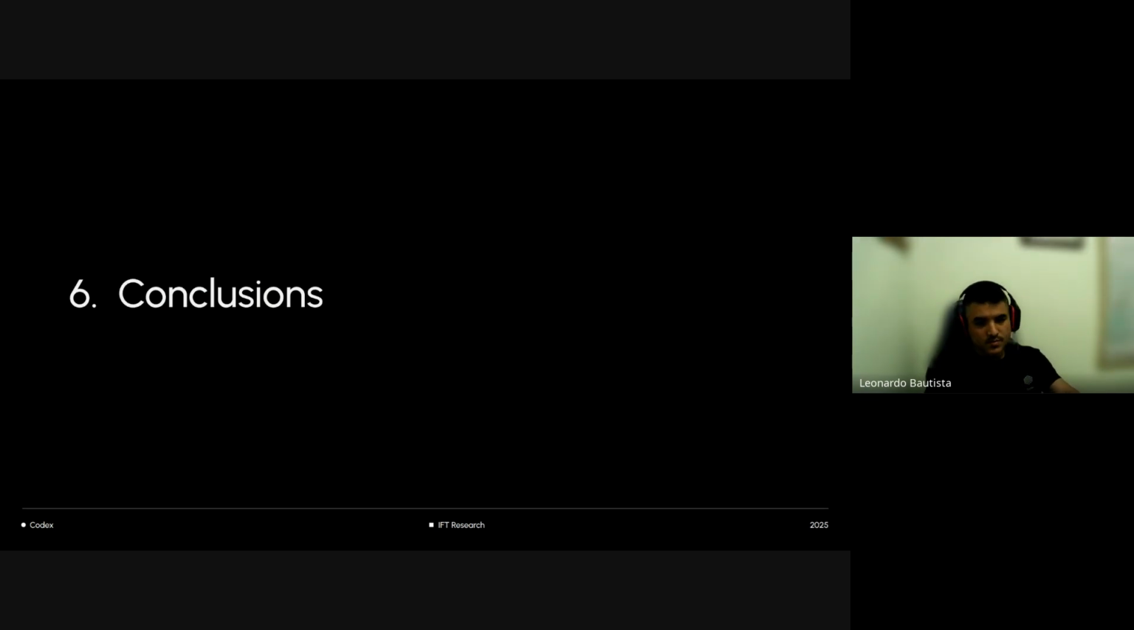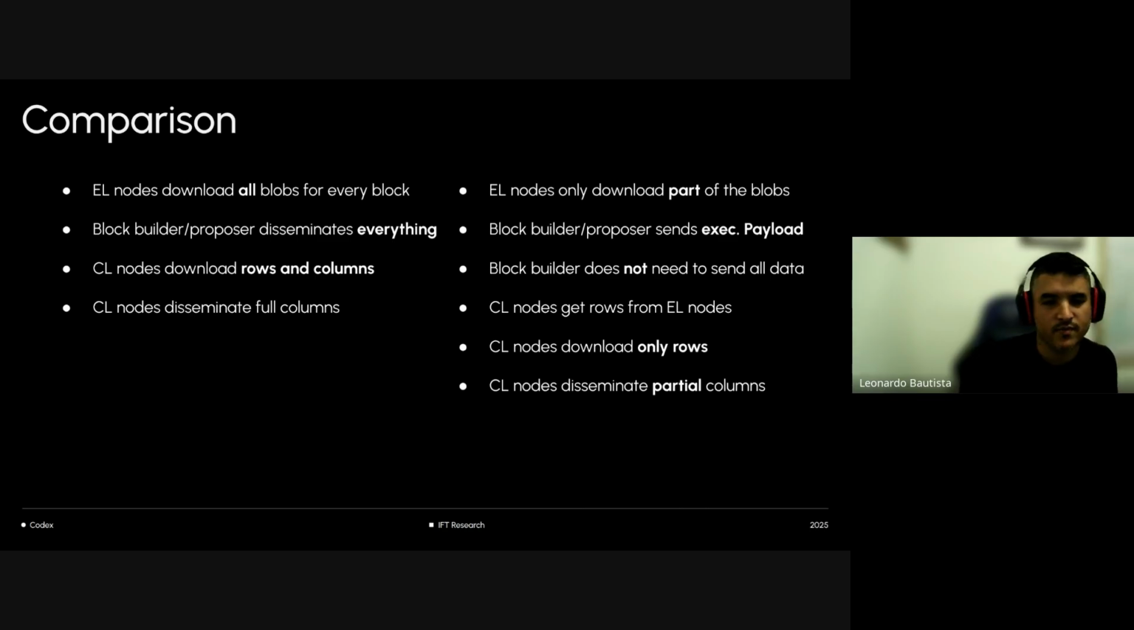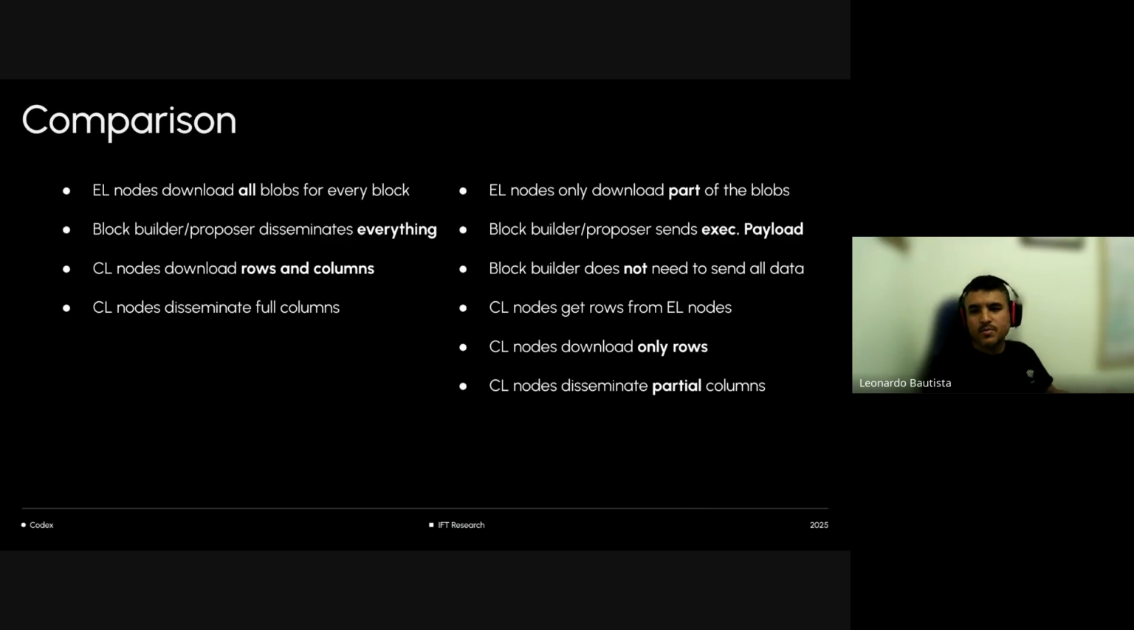So to conclude, in comparison, what we have today is a system where all the EL nodes download all the blobs for every block. On the other side, what we are proposing here is a system in which the execution layer nodes only download part of the blobs. Okay. That's a big difference, because that's much less bandwidth that you need to spend downloading blob data.